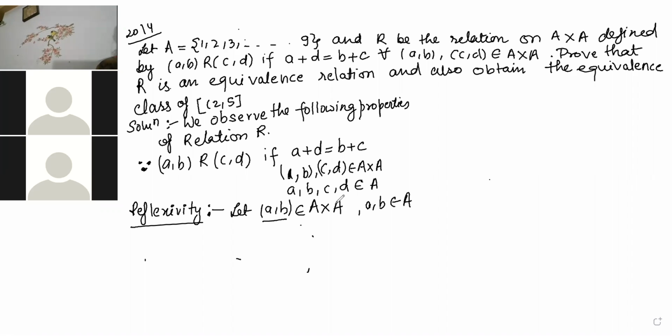Now the next important point: we know that (a, b) belongs to A cross A. So since (a, b) is an element of that, what we can write here is a plus b equal to b plus a. Is it possible for us to write a plus b is equal to b plus a?